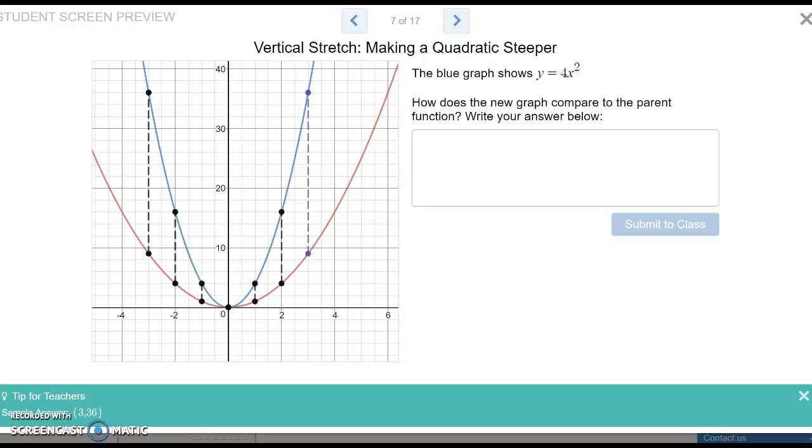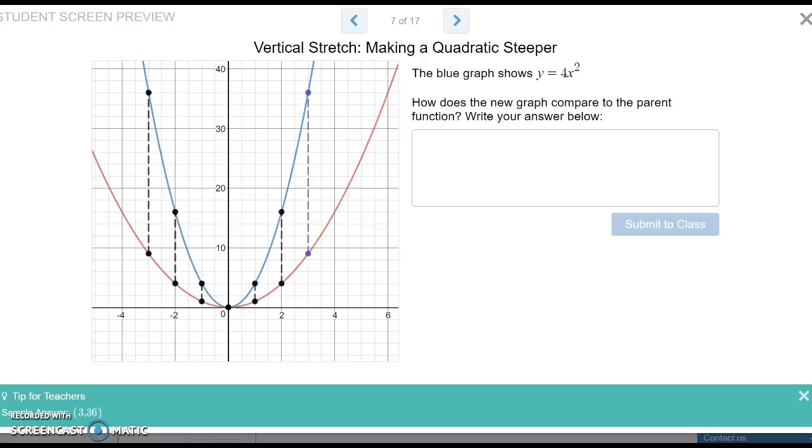Okay, the next transformation we looked at was what would happen if we placed a number in front of the x squared. So in this case, we have a number 4. It's a number greater than 1. And so what happens is we can see the blue graph, this is our 4x squared equation, is actually steeper than our original equation, right? It's getting skinnier, it's getting closer to the y-axis, and that vertical stretch is happening with the graph.